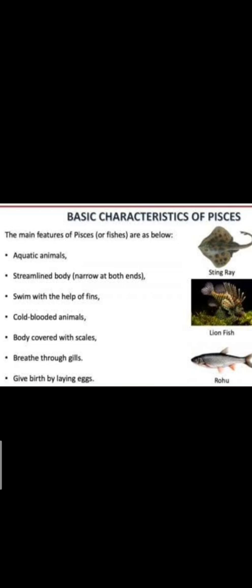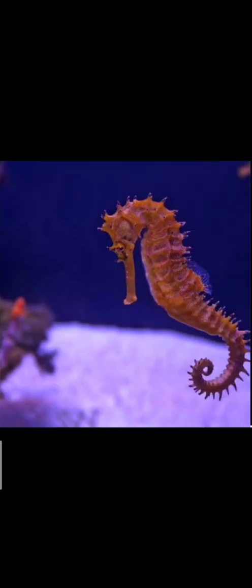Next characteristic, they breathe through gills and they give birth by laying eggs. They lay eggs in water. Now coming to the examples of Pisces. First example is stingray. Next is rohu, then catlafish, then dogfish, then electric ray, then seahorse. These are some examples which come under the class Pisces.